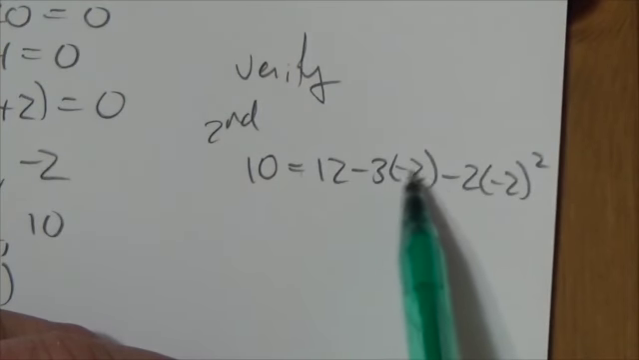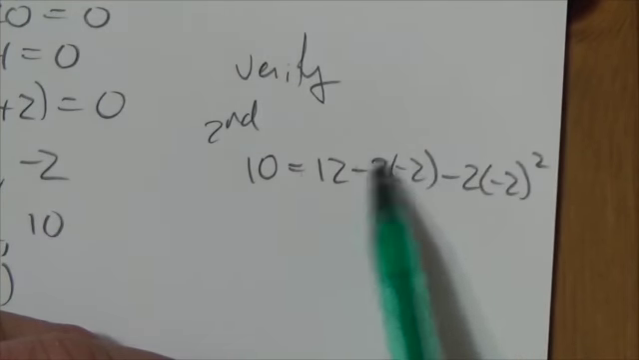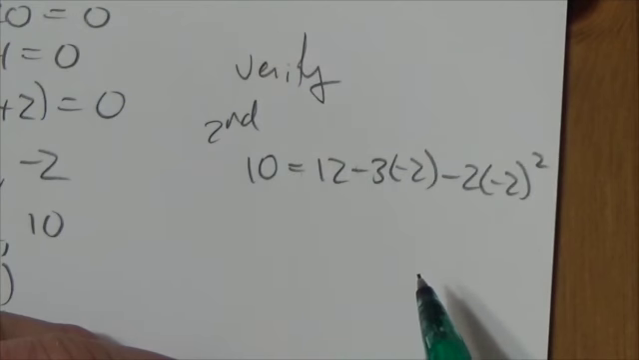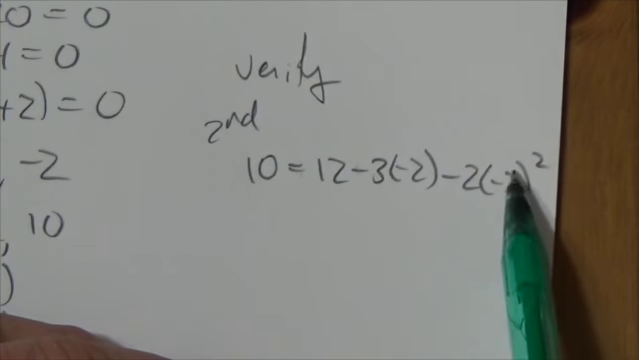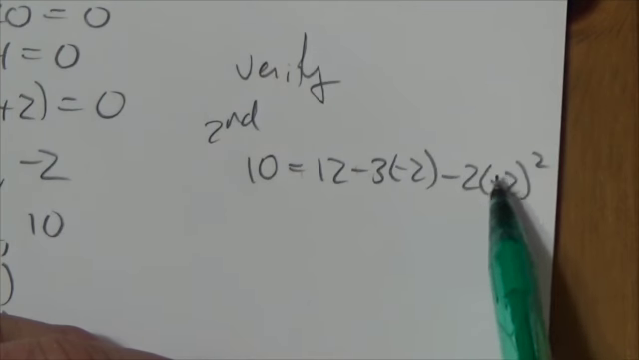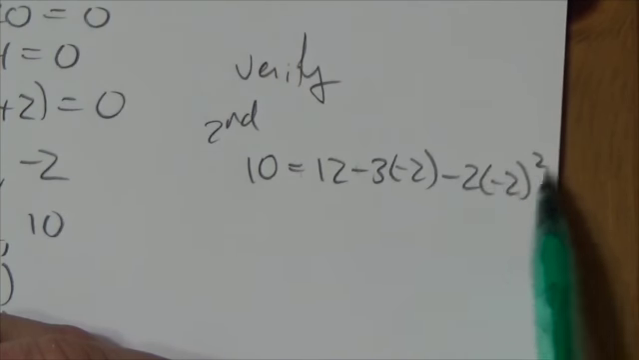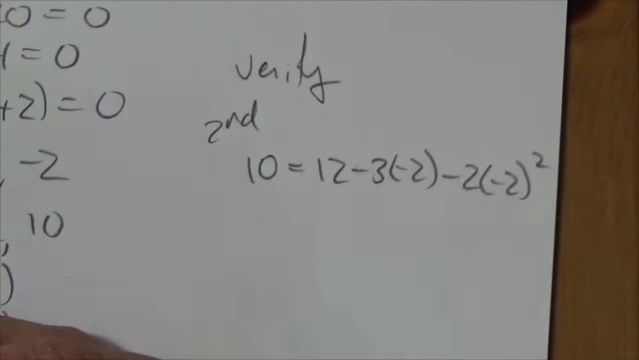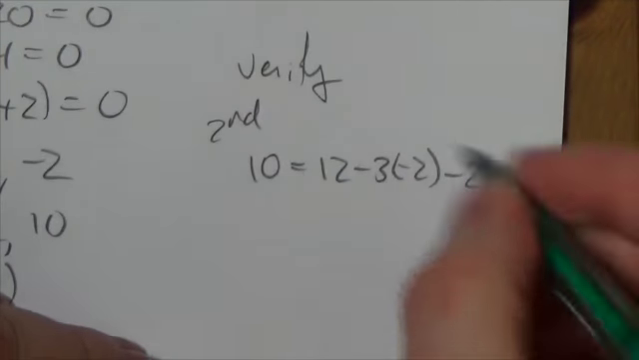Well, what do we got here? 12 minus 3 and negative 2, that's going to be positive 6. So 12 plus 6 is 18. The negative 2 squared will be positive 2. Positive 2. I'm embarrassed. Negative 2 squared will be positive 4. So negative 2 times positive 4 will be negative 8. So yeah, 18 minus 8, that's 10.